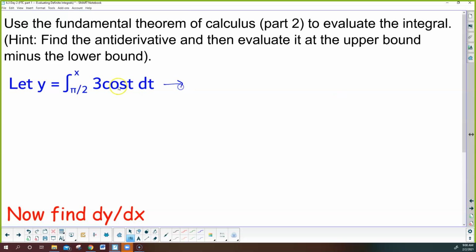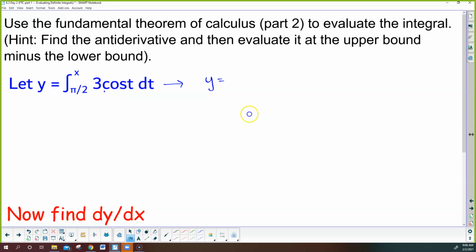And we're just going to evaluate it. What is y equal to? Well, y is equal to the integral from pi over 2 to x of 3 cosine t dt. Now this 3 is a constant. We could, if we wanted, write the 3 on the outside. That's one of the properties we're going to talk about tomorrow, but we can just leave that for now.